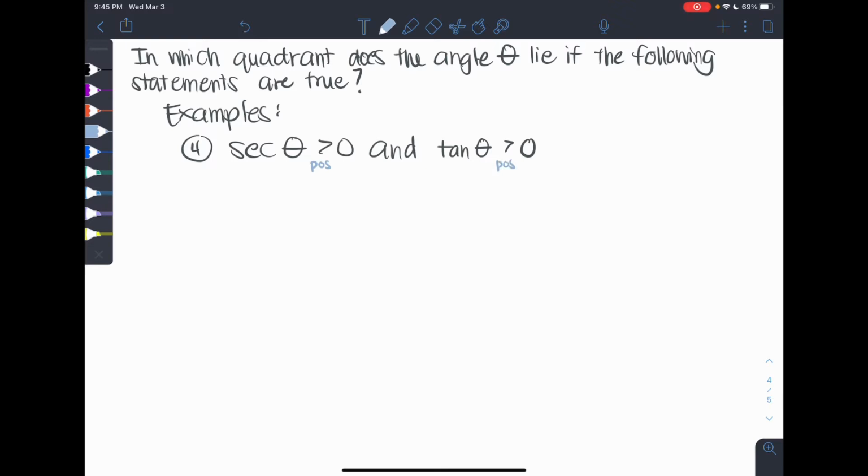Now, if it helps, you can always continue to write down those reciprocals. So we know the reciprocal of sine is cosecant. For cosine, it's secant. And for tangent, it's cotangent. So we can use ASTC to still help us out. Because remember, even if they are reciprocals, they will all share the same sign.